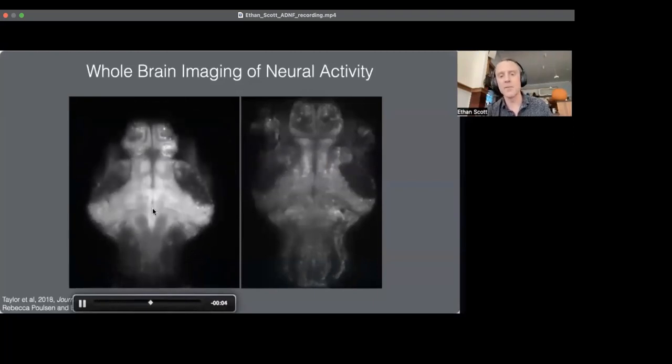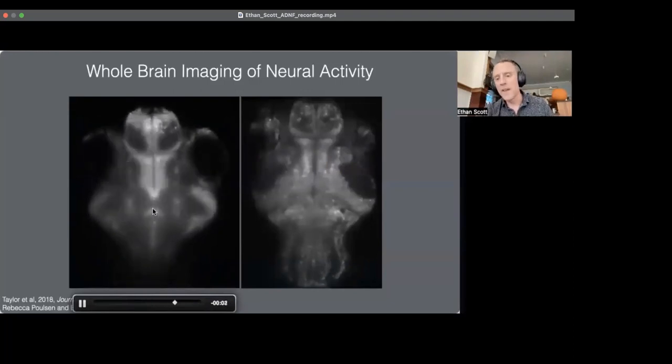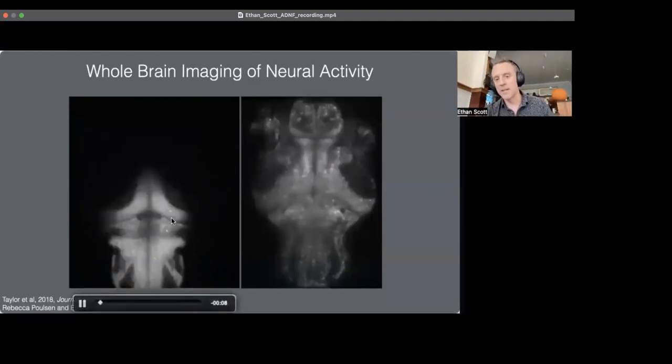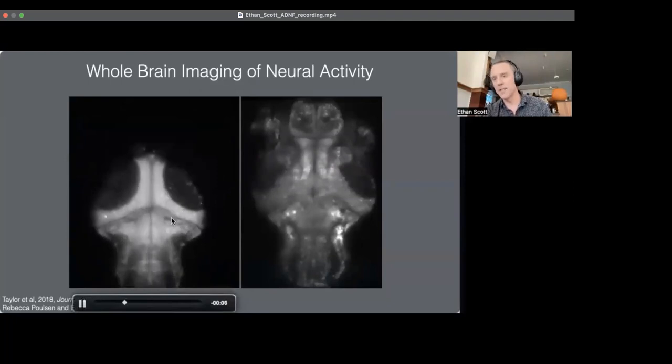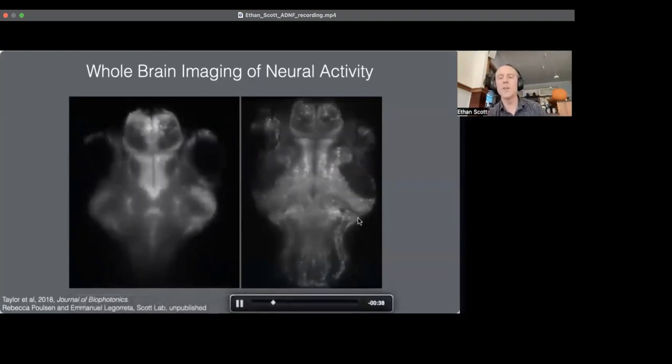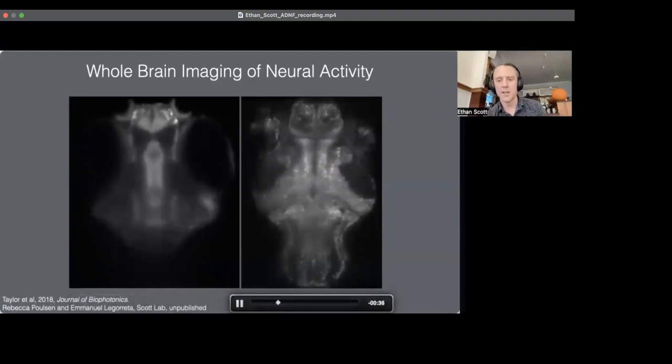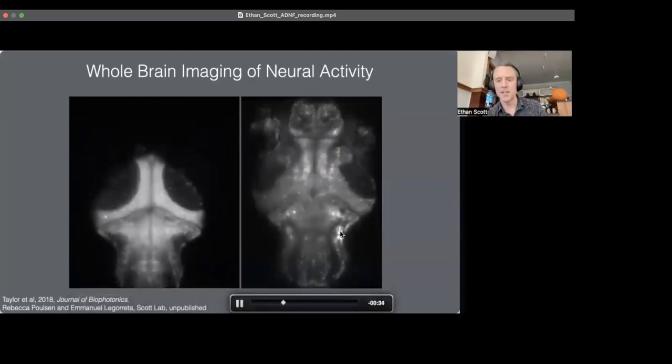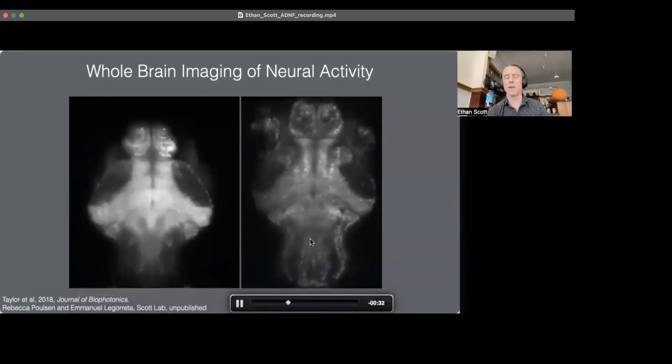So that's how we do volumetric imaging. Within that volume, we have a number of planes. Most typically, we have 50 different planes that we image at. And you can see an image here from one of those planes in an animal that's responding to an acoustic stimulus. You can see activation here in some of the auditory centers of the brain.